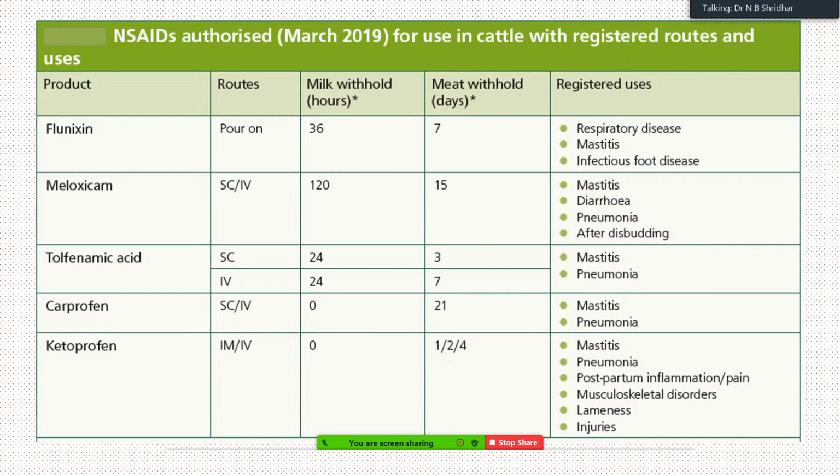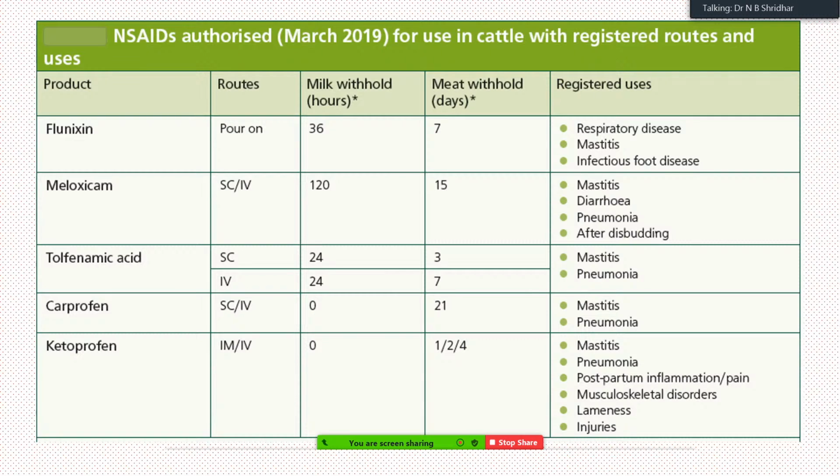The route of administration of this drug is subcutaneous and IV. The milk should be withdrawn for 120 hours, about 5 days, whereas the meat needs to be withheld for 15 days. The treatment recommended for meloxicam is mastitis, diarrhea, pneumonia, and after disbudding also meloxicam can be used successfully. Then another one is tolfenamic acid, which can be used subcutaneously and IV, and if you administer the drug by both routes, the milk withdrawal period is 24 hours, that is 1 day.